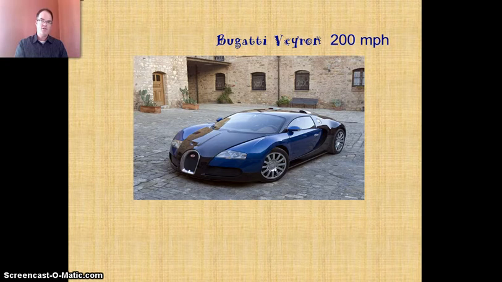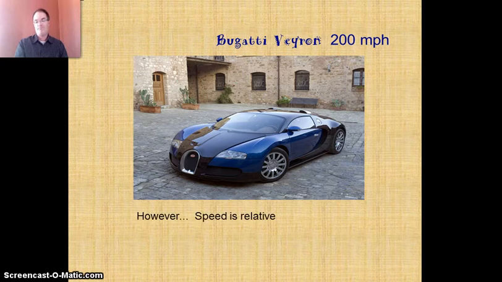Here, for instance, whereas Bolt could go 25 miles per hour, this car can top out at 200 miles per hour. This is a very fast sports car called a Bugatti Veyron. Still, not the fastest thing out there.